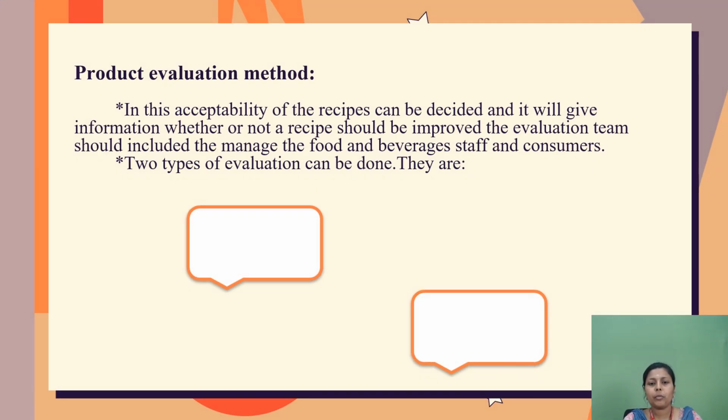Product evaluation method. In this, acceptability of the recipe can be decided, and it will give information on whether or not a recipe should be improved. The evaluation team should include management, food and beverage staff and consumers. There are two types of evaluation: informal evaluation and formal evaluation.